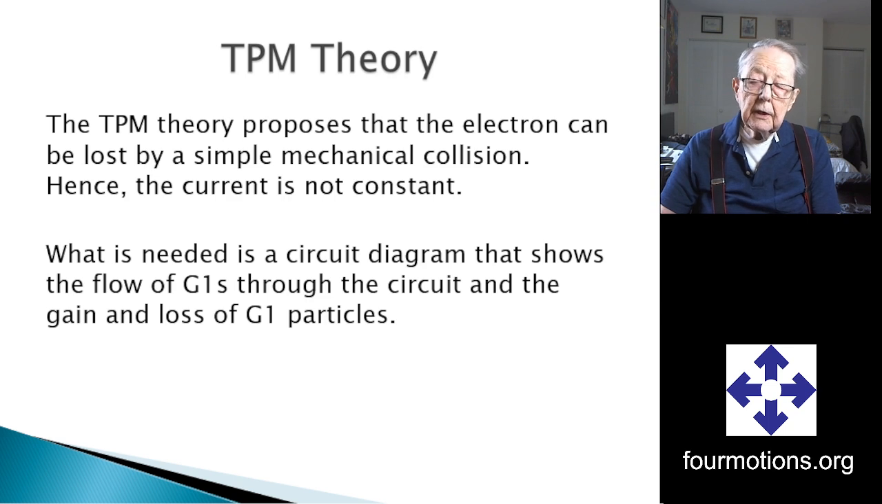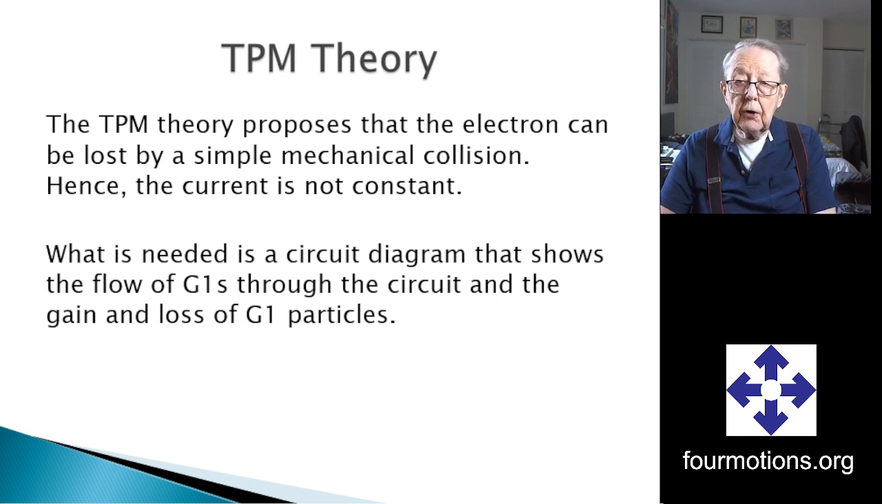In other words, you lose G1s, you lose electrons, so it looks like you're going to lose current, although the loss of one electron in a 1 amp stream of electrons, you're not even going to see it. So you can have losses and not even know about it. What is needed here is a circuit diagram that shows the flow of G1s through the circuit and the gain and loss of G1 particles.